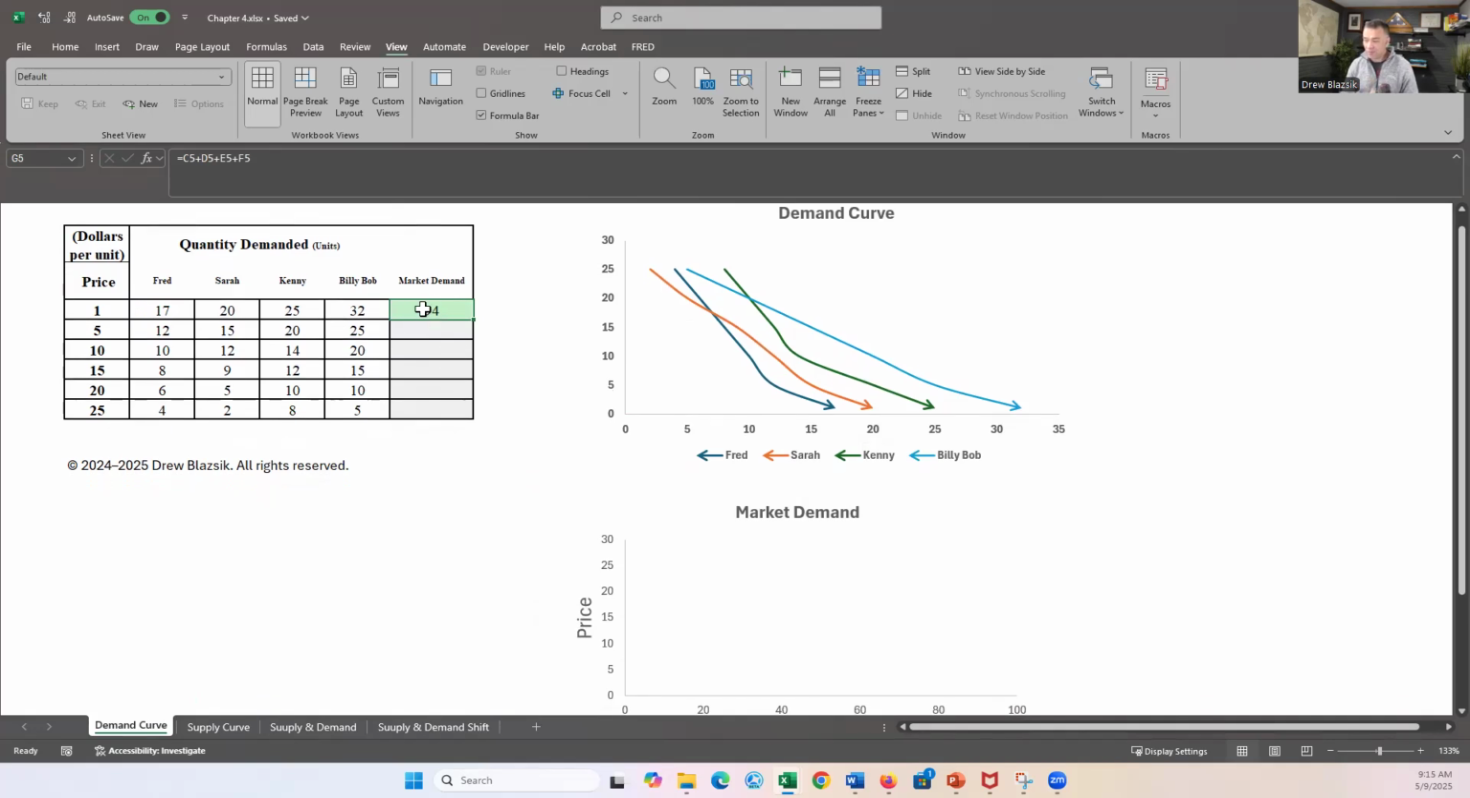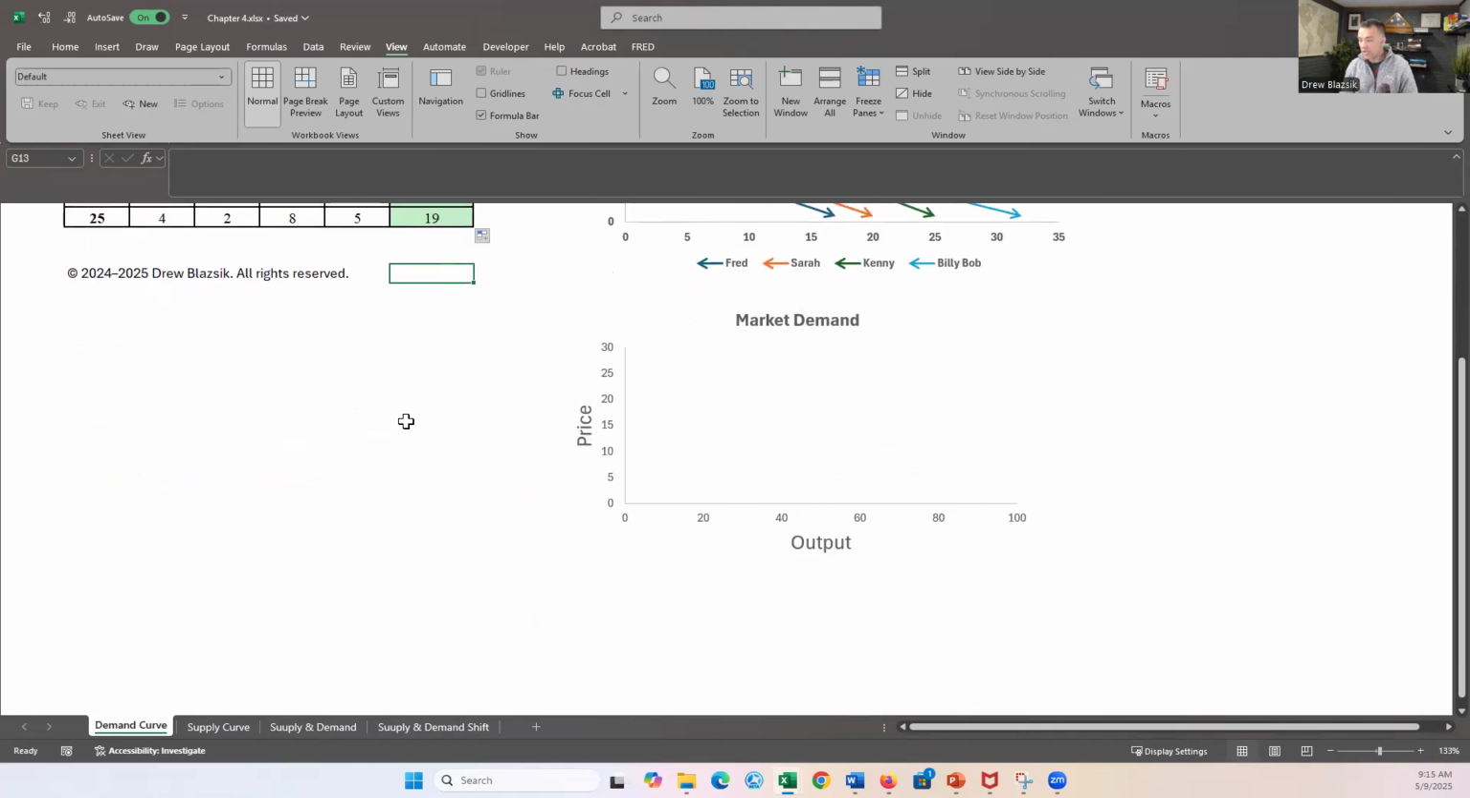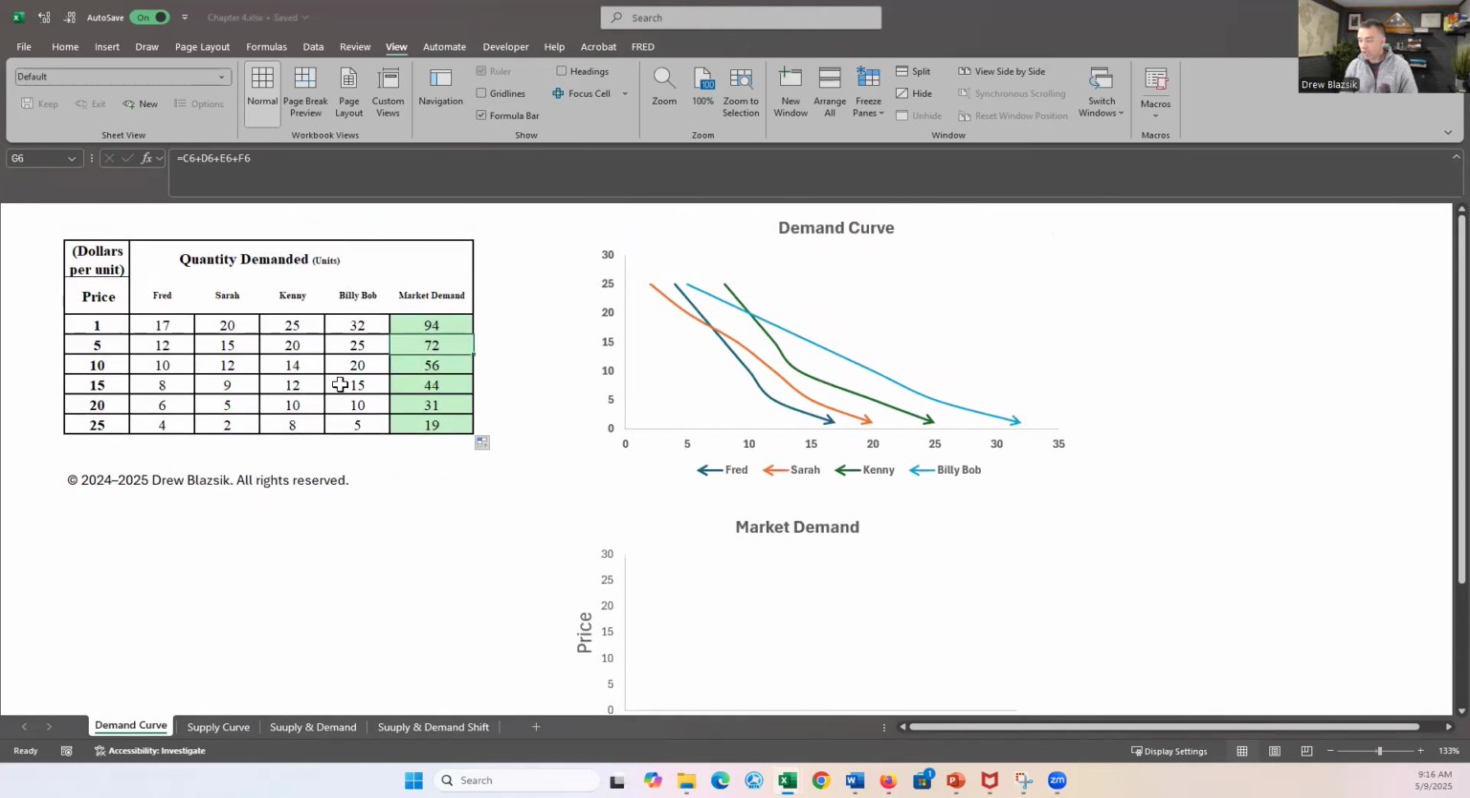Once you've added all those up, here's a shortcut. Since I did a calculation, I'm going to go to that cell, drag the bottom left corner, and just drag it down. Now that's summed up all the market demand for the quantity demanded for those four individuals.